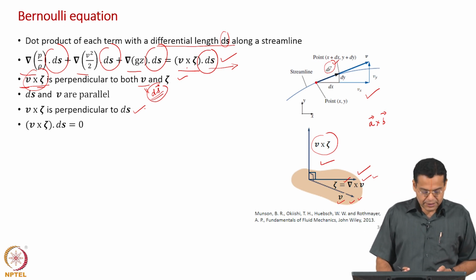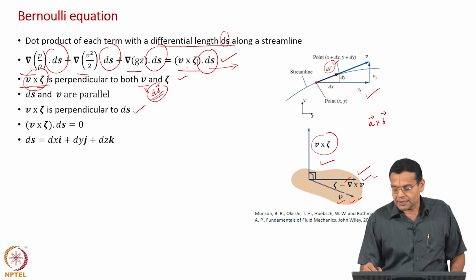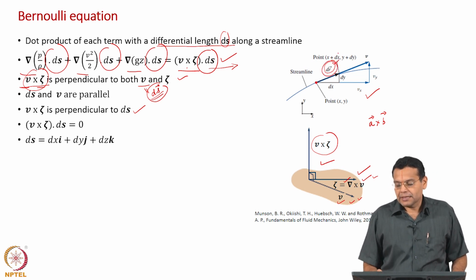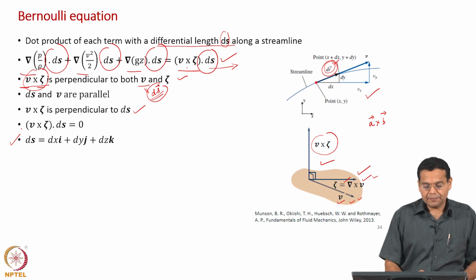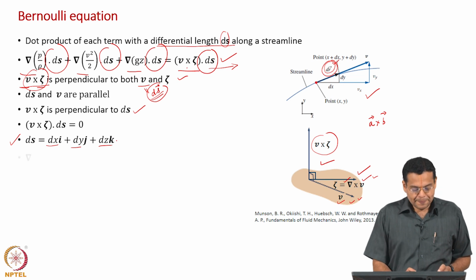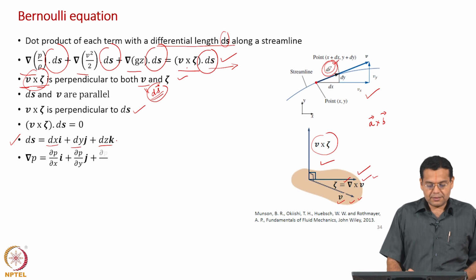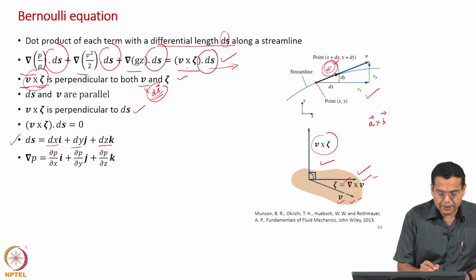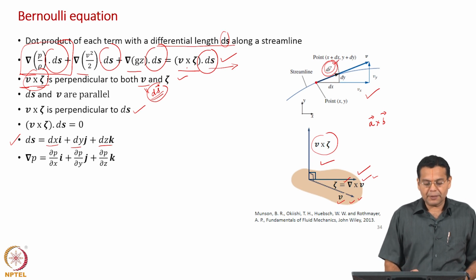Now, let us take the left hand side and see what happens. Here we express the dr vector in terms of dx i, dy j, dz k. Similarly, the ds vector is expressed in terms of dx i, dy j, dz k. And now, let us try to evaluate the first term on the left hand side. Instead of evaluating the gradient of p by rho, let us for the moment take the gradient of p dot ds.